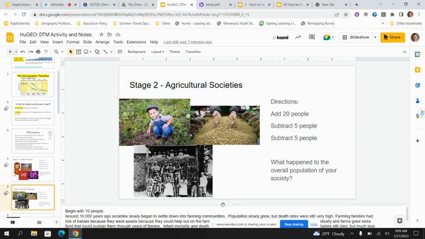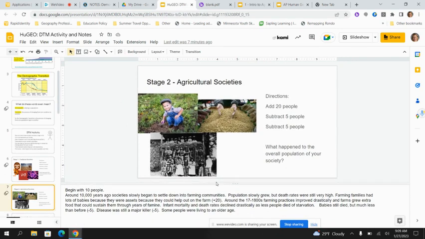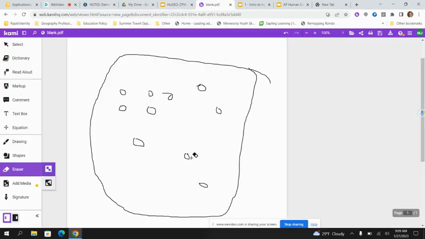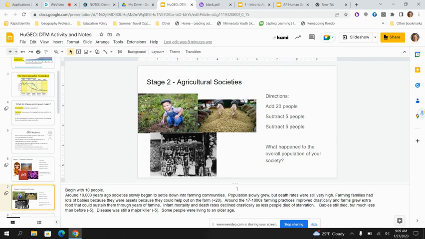In stage 2, people start to settle down into farming communities. Populations slowly grow, but death rate is still really high. Farming families had lots of babies because they were assets that could help people out on the farm. So we're going to draw lots of children being born in agricultural societies. And children in farming communities are big assets because they're helpers on the farm.